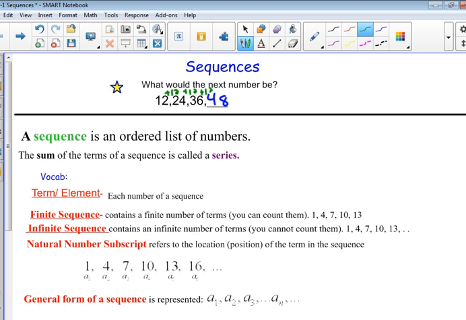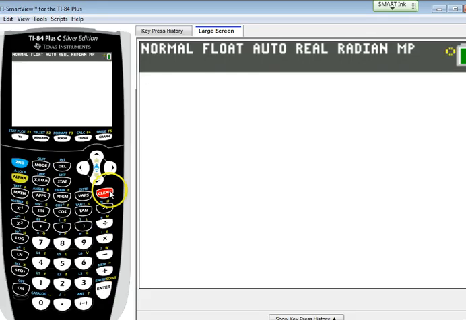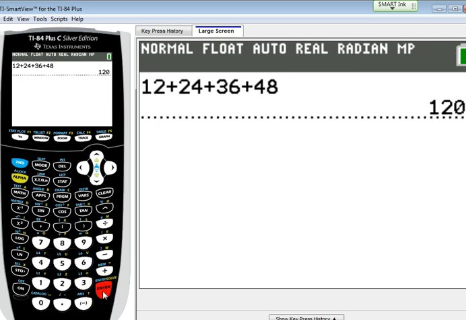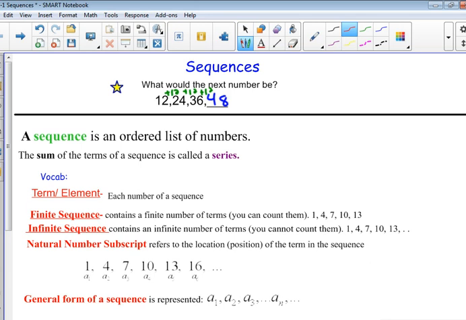Great job. So a sequence is just a list of numbers, right, in a specific order. Like that's how we added 12 every time. If we were going to take the sum of all these numbers, if I actually physically added up 12 plus 24 plus 36 plus 48 and got 120, that would be called a series, because you took the sum of all the numbers that were in that sequence.